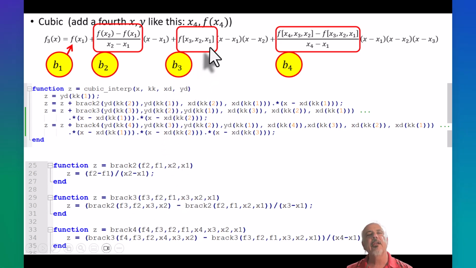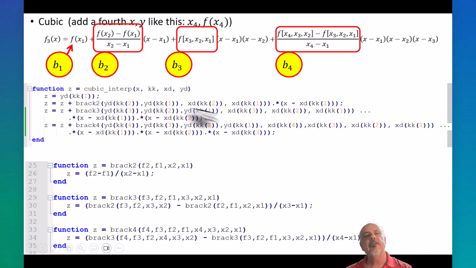So I'm trying to take care of this bit right here. Then I'm going to be subtracting off the BRAC2 of where I'm looking at the other two, the F2, F1, X2, X1 quantity, divided by the endpoints, X3 minus X1. So that's my BRAC3. And if you look, I've got that BRAC3 coming through, I give it the 3, 2, 1, 3, 2, 1 of the Y's or the F's, and then the X's.